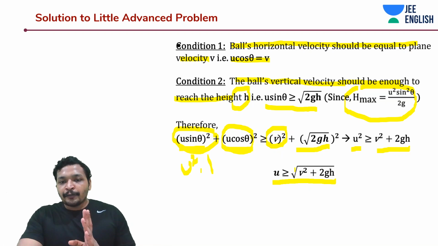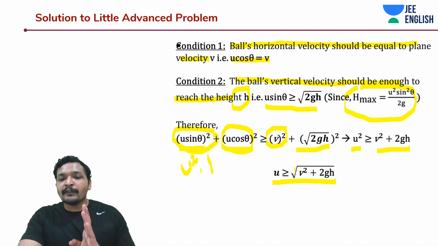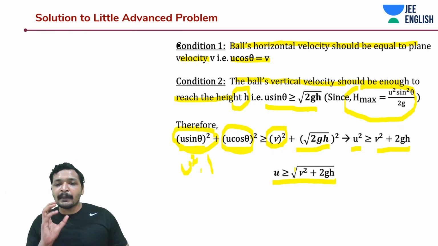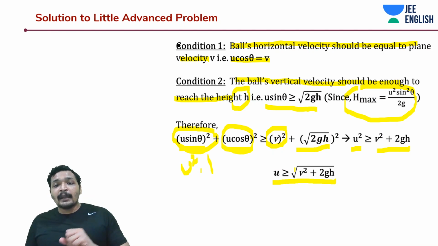So what should be the value of u? The minimum velocity is what we are concerned about. So the minimum velocity should be equal to under root of v square plus 2gh. So we should give it a minimum initial velocity of under root v square plus 2gh to make sure that the ball I throw at you reaches you on the plane and you are able to catch it.